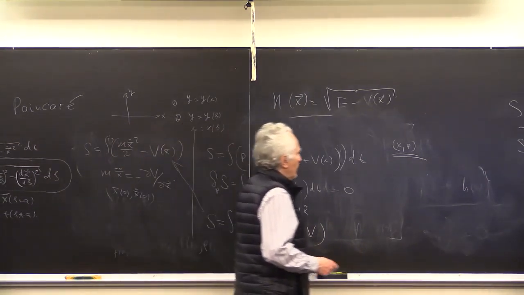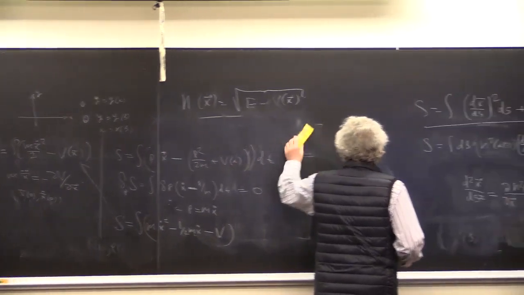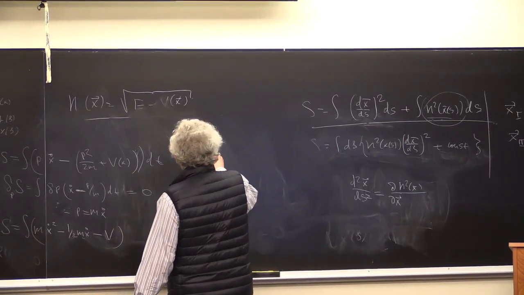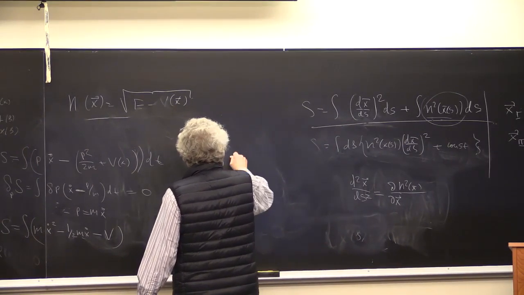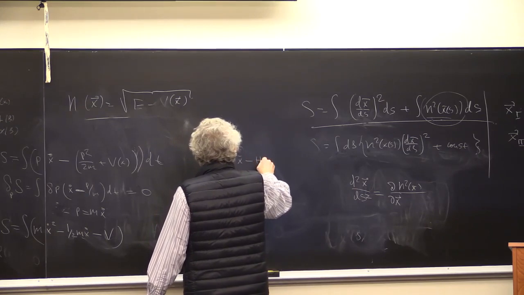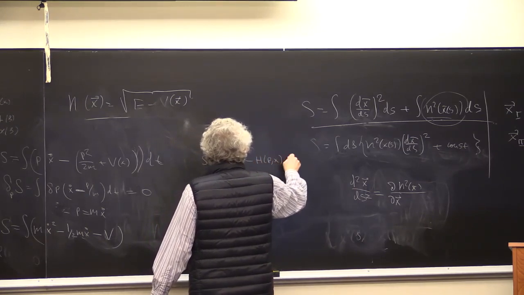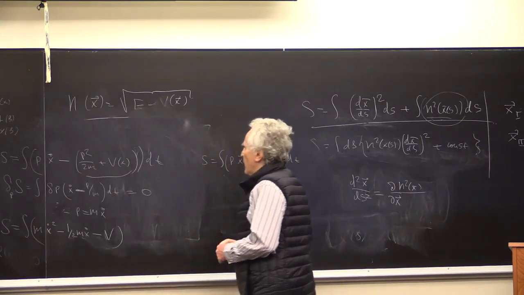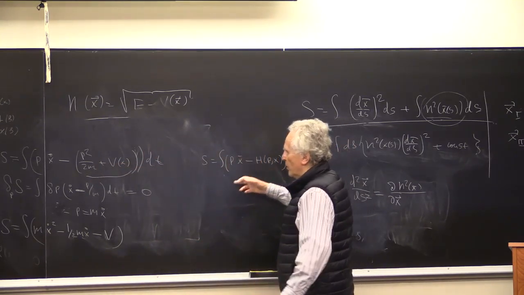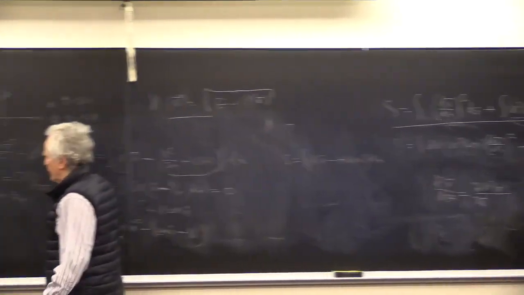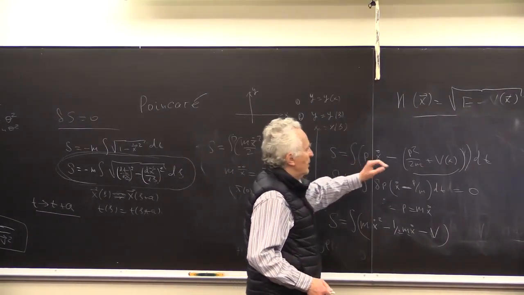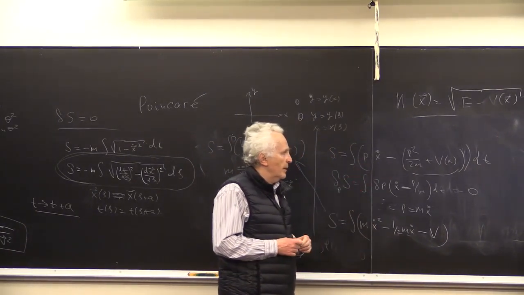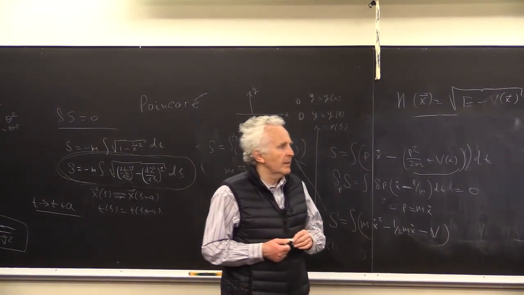Very naive thing. We can more generally look at actions of the type integral of p x dot minus h of p and x dt, where h is this thing. And now, before we go further, let's understand the meaning of this h. What can you say or guess?